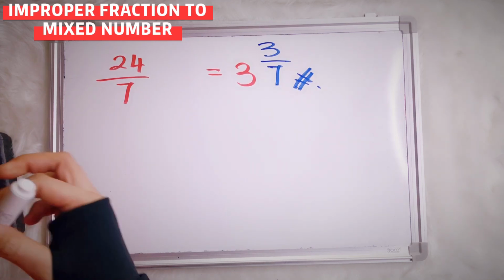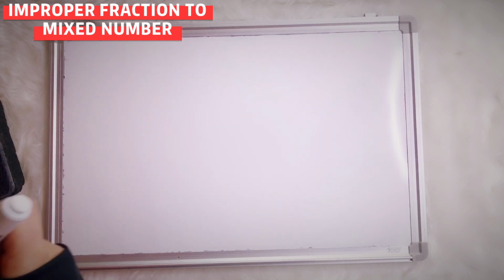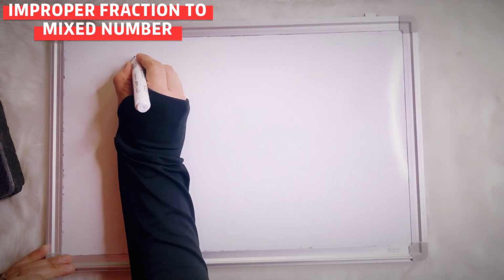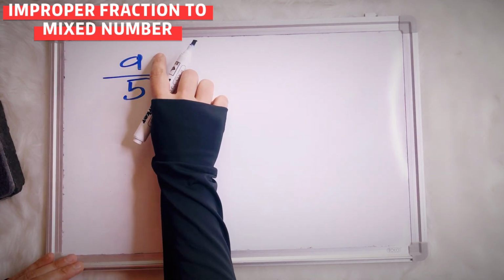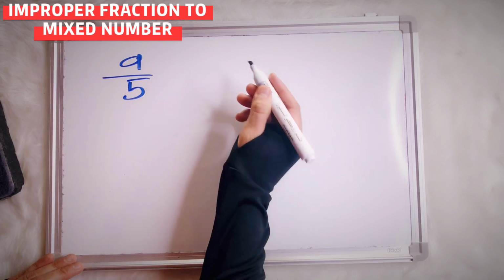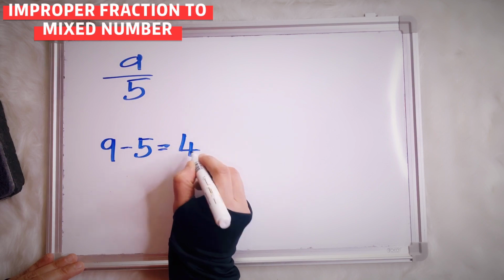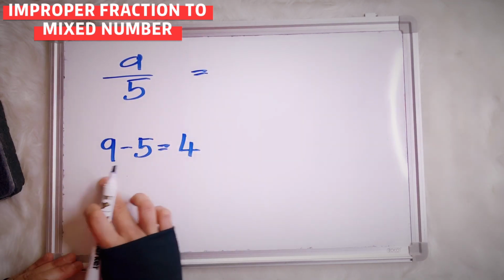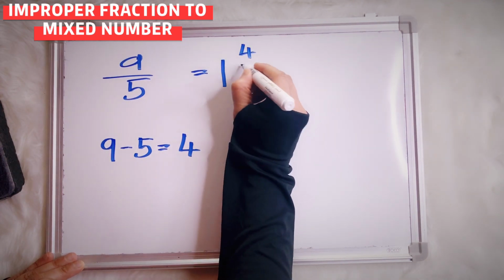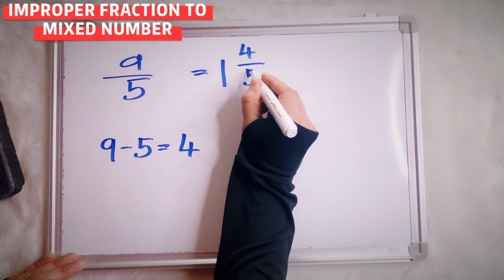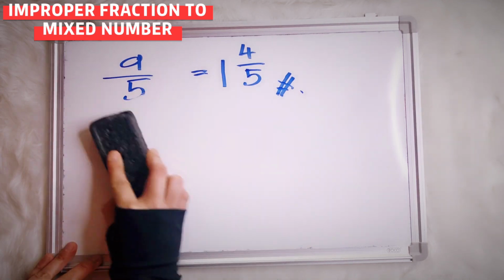Okay. Now, one more. Let's say I give you 9 over 5. So, numerator minus with denominator. So, 9, you minus with 5. You will have 4. Correct? So, how many times you subtract? Only 1 time. So, you put 1 here. 4 over 5. Easy? Simple, right? One more.